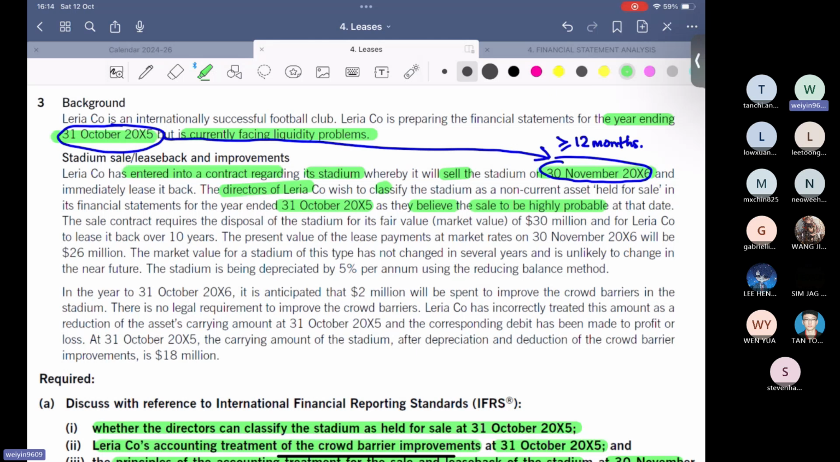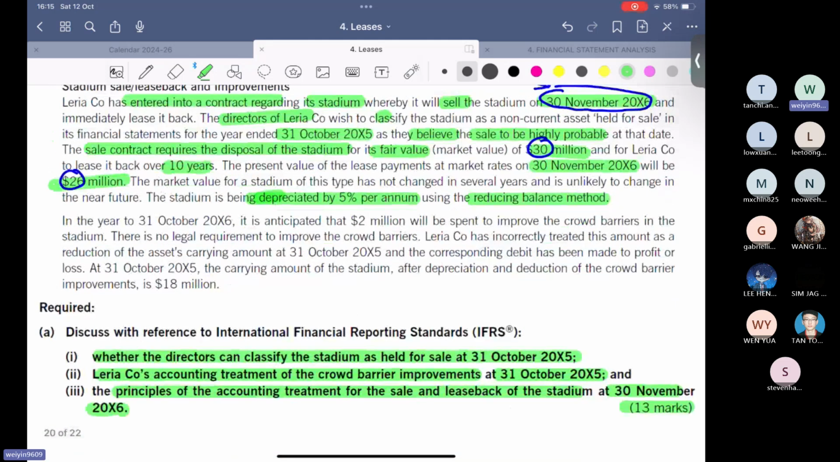Right? The sales contract requires the disposal of the stadium at its fair value, which is 30 million, and Realco leases it back over 10 years. The present value of the lease payments on 30th November 20X6 will be 26 million. So from here, you have one fair value, this one, lease payment. The market value of the stadium has not changed in several times, so it is unlikely to change in the near future. And the depreciation is 5% per annum using the reducing balance. So far, so okay?